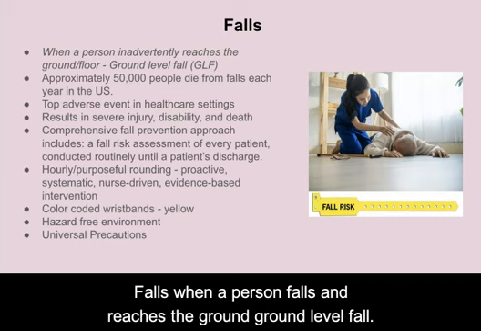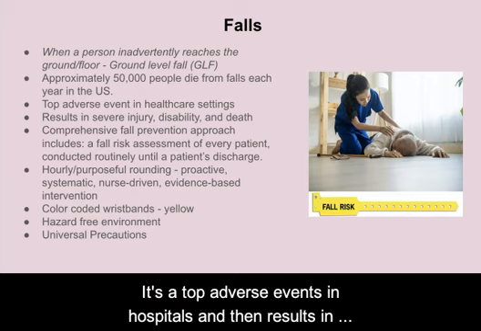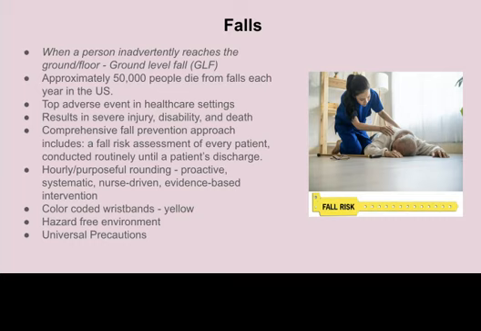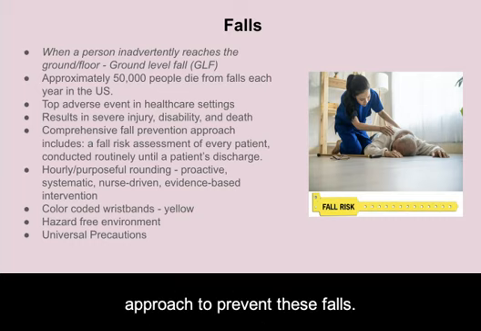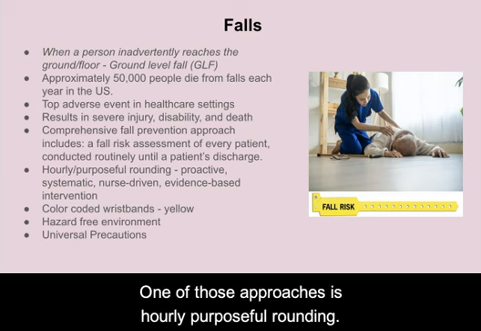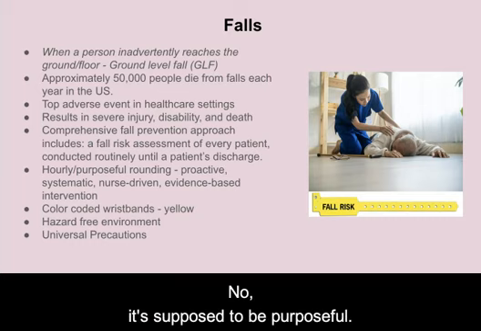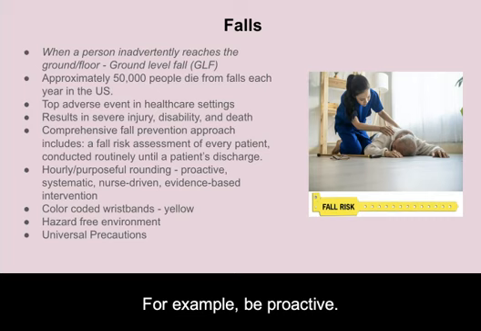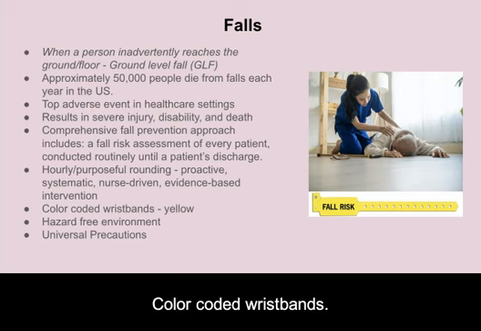Falls. When a person falls and reaches ground level, 50,000 people die each year from falls in the United States. It's a top adverse event in hospitals, and it results in severe injury, death, and disability. It's important to implement a comprehensive fall prevention approach to prevent these falls. So one of those approaches is hourly purposeful rounding. That means you don't just peek in there and say, "Hey, how you doing?" No, it's supposed to be purposeful. For example, be proactive, systematic, nurse-driven, evidence-based interventions, color-coded wristbands, hazard-free environments, taking universal precautions.